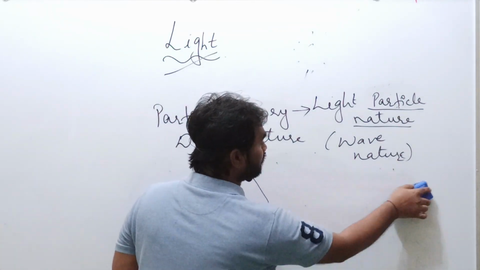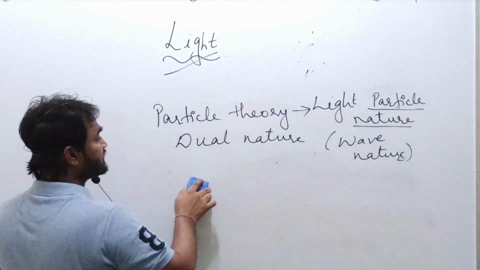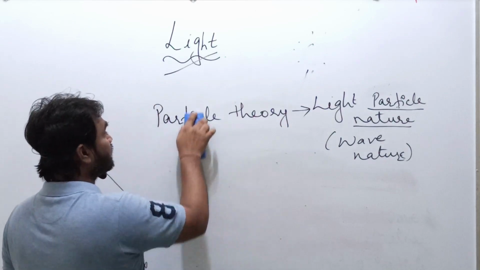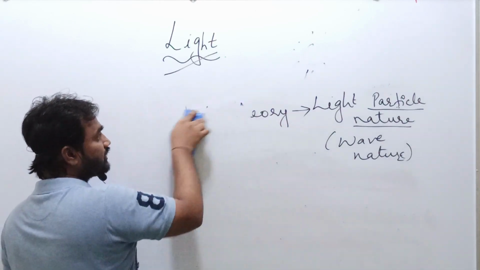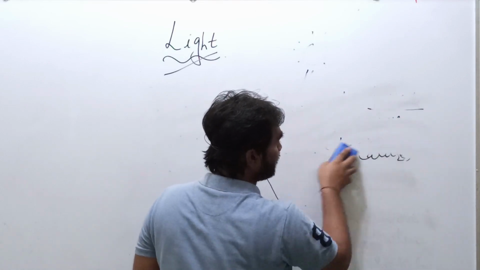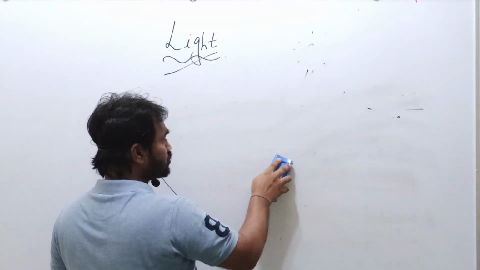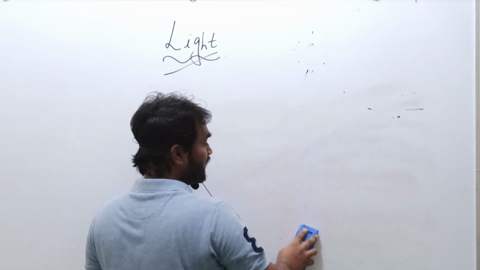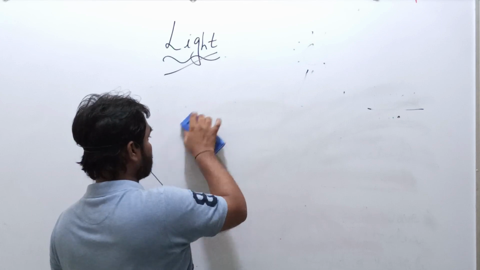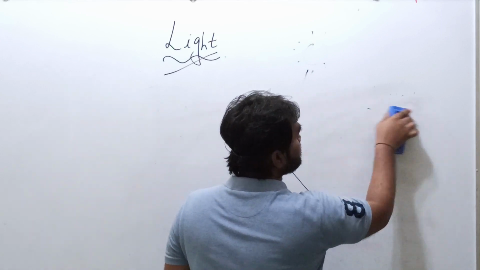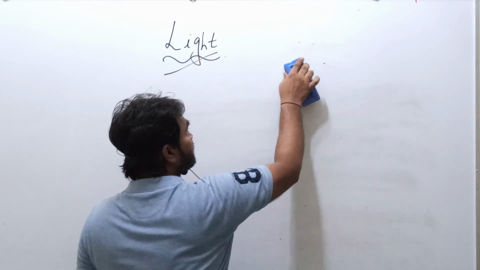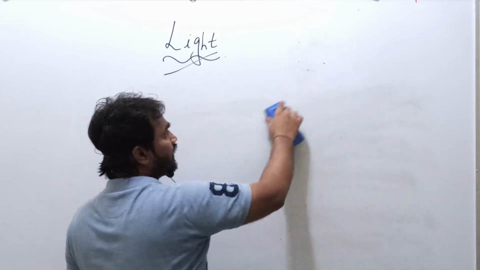Dispersion is the splitting of white light into its different constituent colors. That we will be seeing in further classes. But as of now, just remember these points. The speed of light is 3 lakh kilometers per second. Light is of dual nature, that means it exhibits both particle nature as well as wave nature. And it is a transverse wave as well as an electromagnetic wave. Is that clear now?